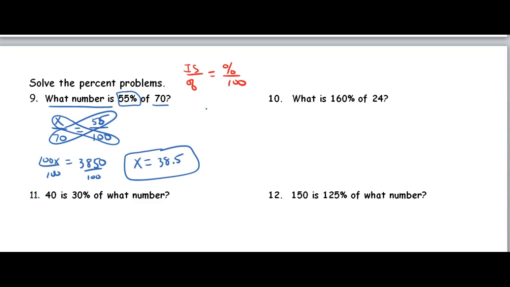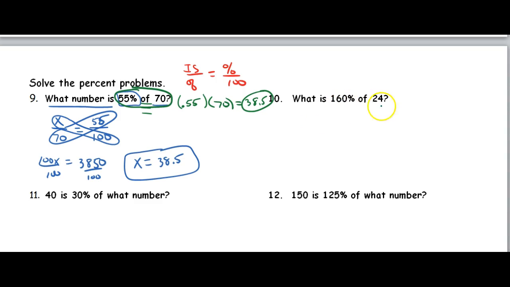Now, some of us will also just say, alright, well, what is 55% of 70? Well, to figure out 55% of 70, remember, to calculate with percent, you have to convert it to a decimal. And the word of means multiplication. So 55% is 0.55 as a decimal. Of means multiplication. So 55% of 70 ends up being, if you take 0.55 and multiply it by 70, you get 38.5. Alright, that's the way I prefer to do it, but some of us might struggle with that.